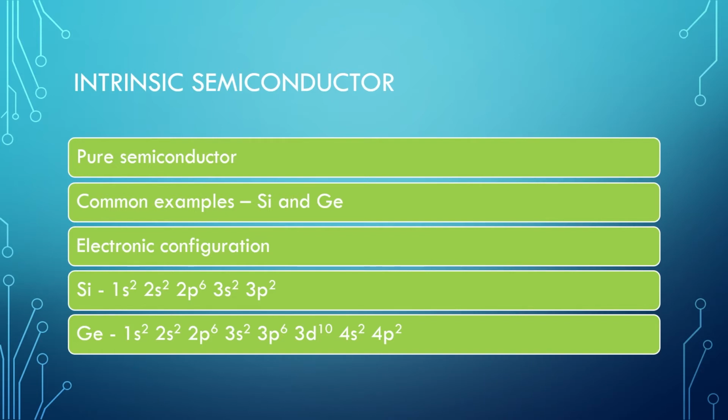The most common examples are silicon and germanium, which belong to group 14 of the periodic table with the electronic configuration as shown here. Now, from the above configuration, we can say that both silicon and germanium have 4 electrons in their outermost orbit. So, now let us see how these electrons can contribute in the process of conduction.